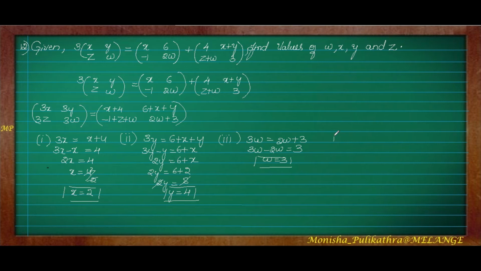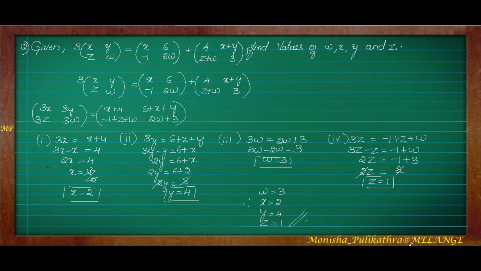Since we got the value of w also, we will take the next one. That is 3z is equal to minus 1 plus z plus w. So 3z, I'll be shifting this z to the left hand side, is equal to minus 1 plus w. 3z minus z is 2z is equal to minus 1 plus the value of w, which is 3. So 2z is equal to 3 minus 1, which is 2. So the value of z is 1. We will write all the answers together. That is x is equal to 2, y is equal to 4, z is equal to 1 and w is equal to 3. I hope you understood this.